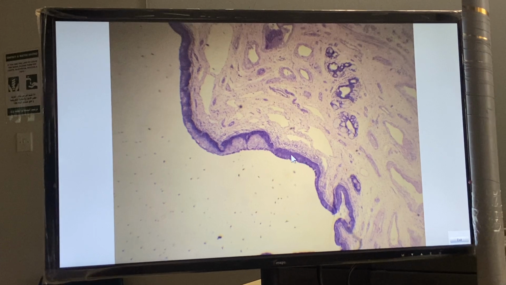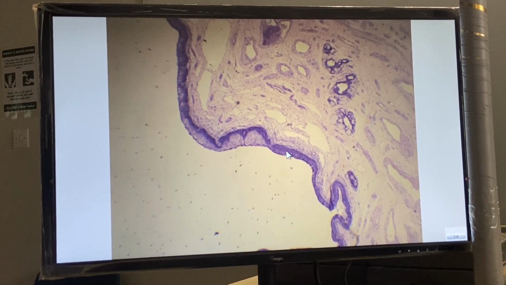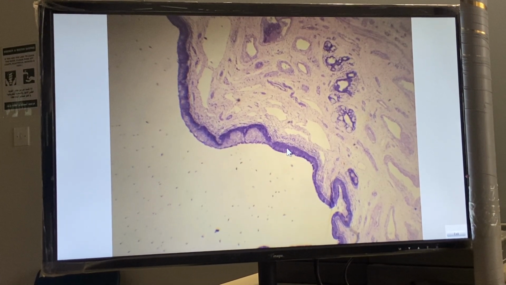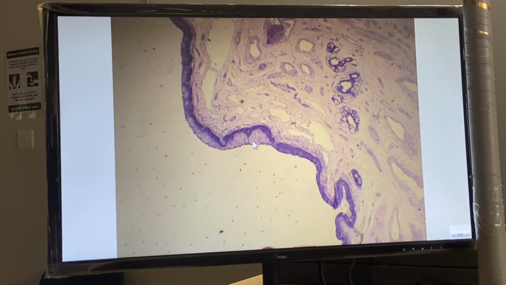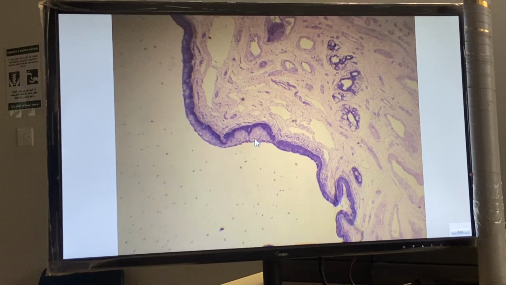This is the lining epithelium, consisting of stratified columnar, pseudostratified, with areas of stratified squamous epithelium. All slides are stained by hematoxylin and eosin.